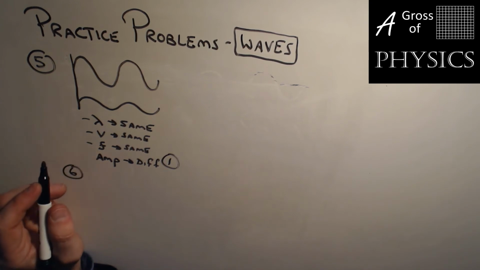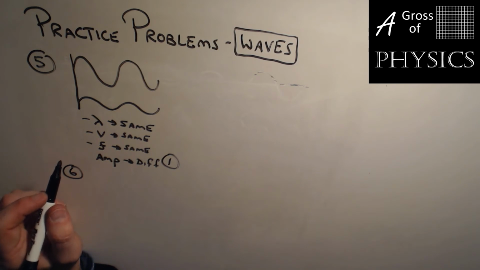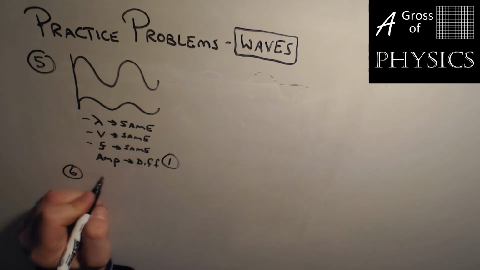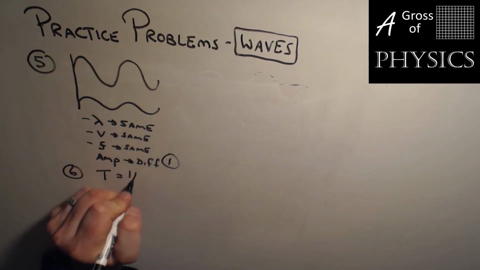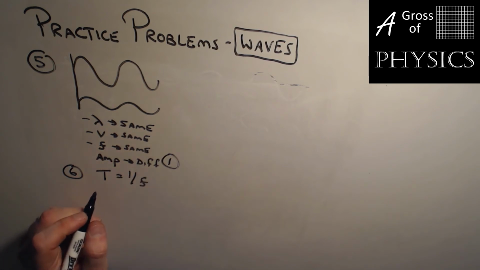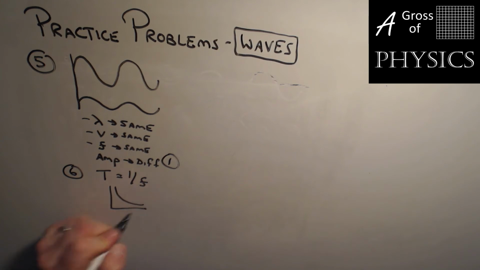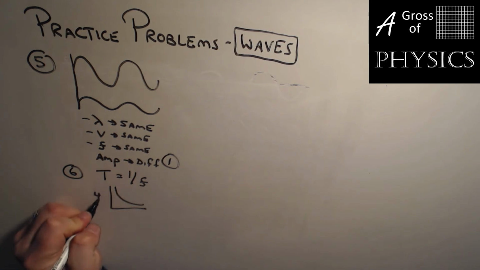All right, for 6, what is the best graph that shows a relationship between frequency and period? Now, if we remember, T equals 1 over F. That's an indirect relationship. And the only one that shows an indirect relationship is that one, which is choice 4.